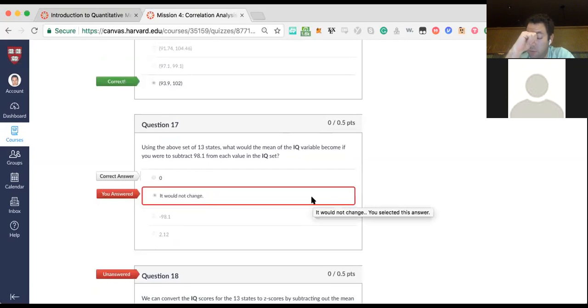Yes, the answer is 0, because here we're looking at the mean. If you're subtracting the mean from each of those values, you would come up with a mean of 0 just by looking at the average formula. If we were talking about the standard deviation, that would not change. The mean would. So that's how you answer that question.